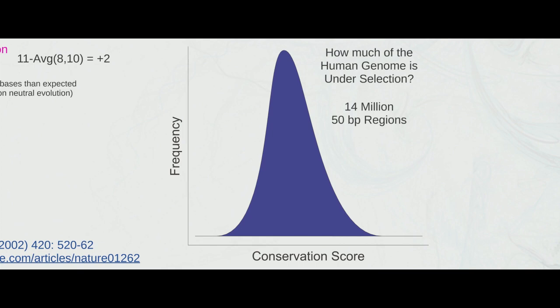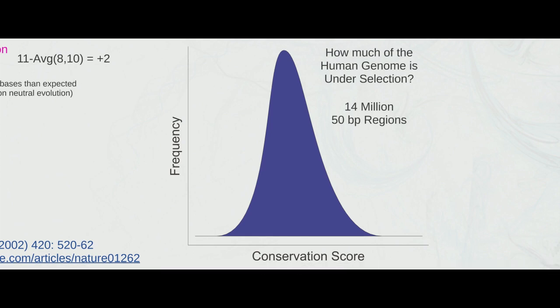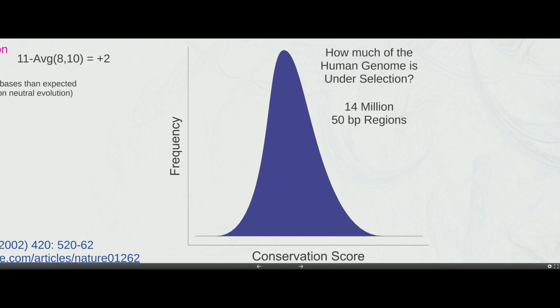Right, so it's just a histogram. And without knowing anything else, you'd say, well, you know what? If we assume that most of the genome is under neutral selection, right, is not actively under selection between human and mouse, then this mode, this value right here, would tell us the background mutation rate.